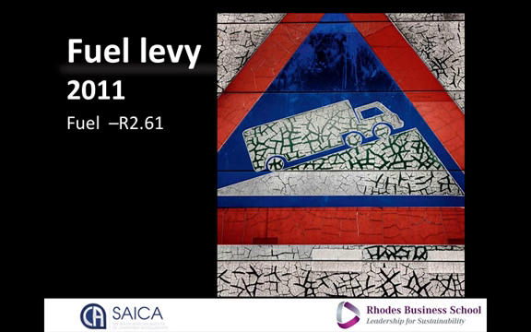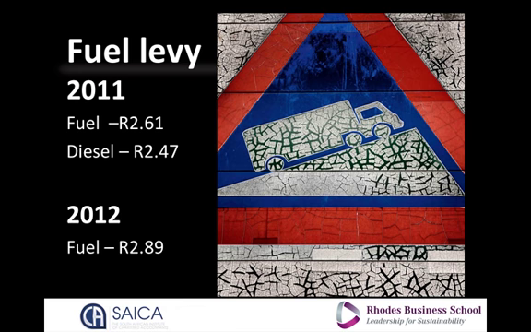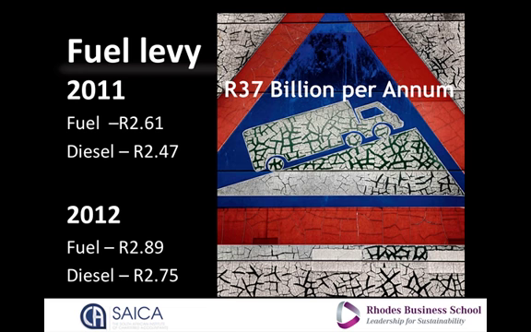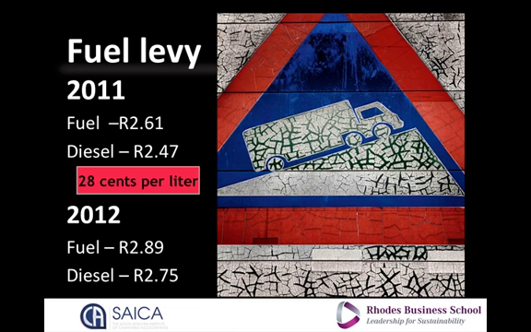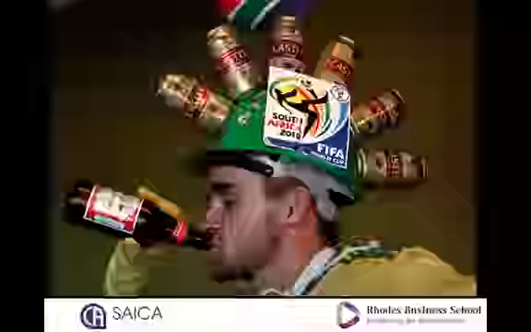They've gone and they've said, right, fuel prices will increase from 2.61 rand for fuel and 2.47 for diesel last year to 2.89 rand for fuel and 2.75 rand for diesel this year. Last year they got 37 billion from it, so now add 28 cents a litre and they'll get 42 billion rand from it this year. Count yourself lucky. It could have been a huge amount more.